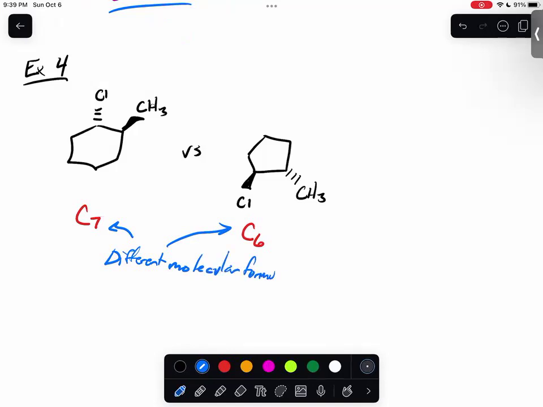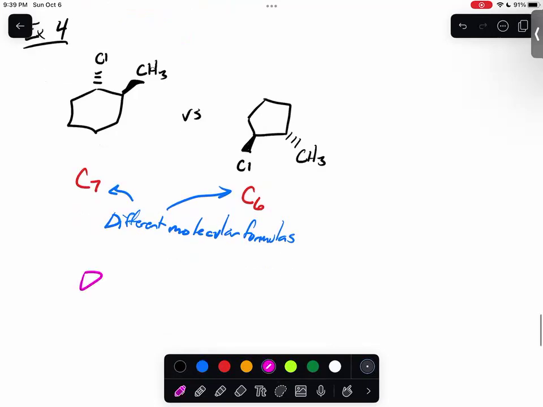And anytime we have different molecular formulas, it's very simple and easy. These are just different molecules, right? They have no relationship whatsoever. So again, it's very helpful if you use the flowchart and you start from the top, because if you run into this situation, you don't have to worry about anything else in the molecule and it's very quick and easy just to say they are different. All right, let's move on to another one.